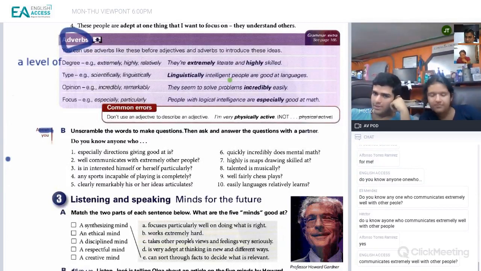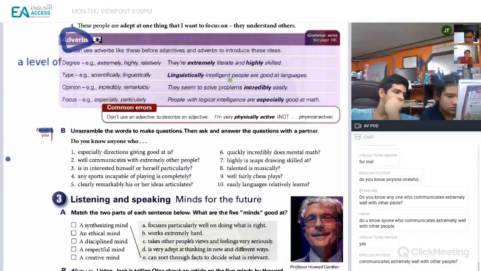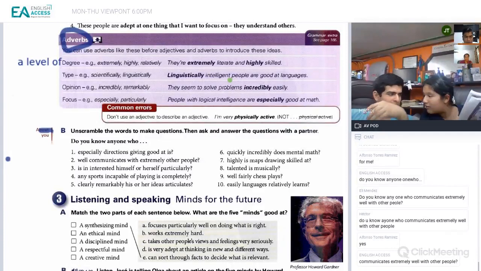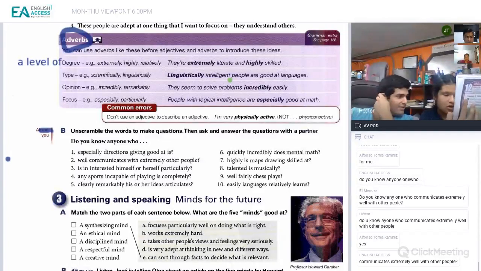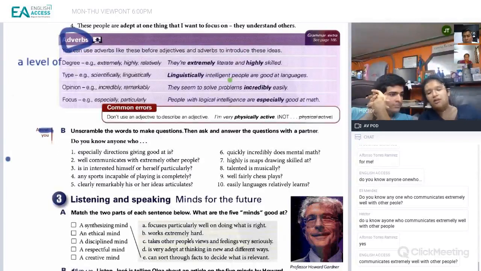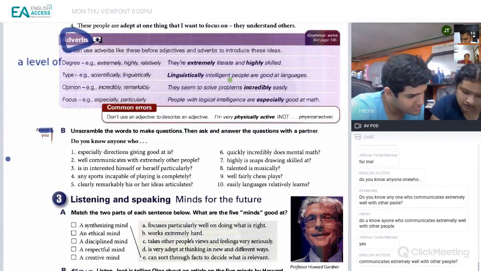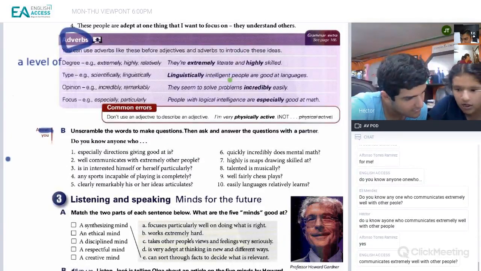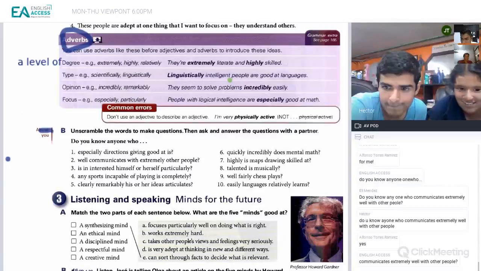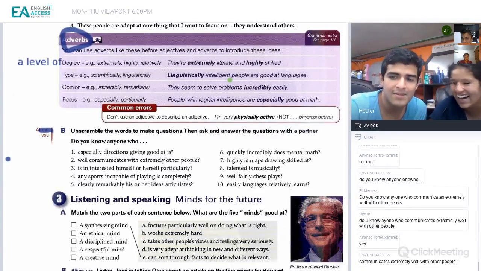Next, number three. Do you know anyone who is of particular interest in himself or herself? Yes, that's good. Can you type it, please?